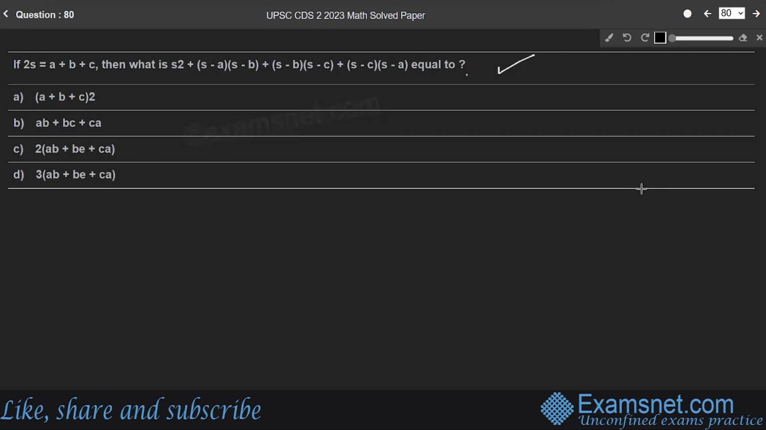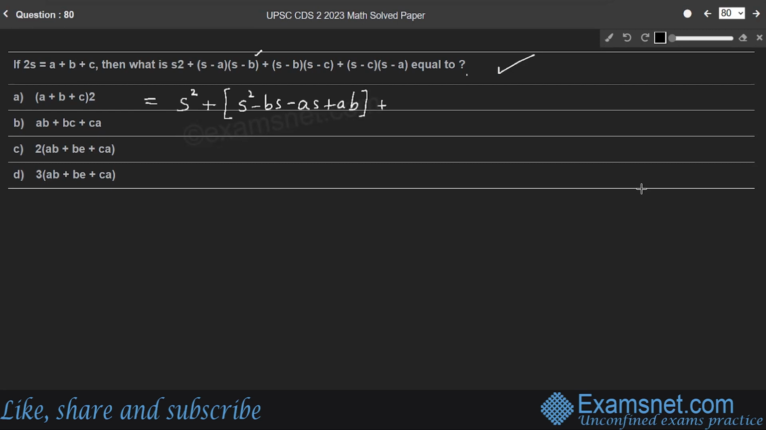Question number 80. 2s is equal to a plus b plus c. What is s square plus s minus a into s minus b plus s minus b into s minus c plus s minus c into s minus a equal to? So we'll consider the given expression s square plus, and expand s minus a into s minus b. So you'll have s square minus bs minus as plus ab.